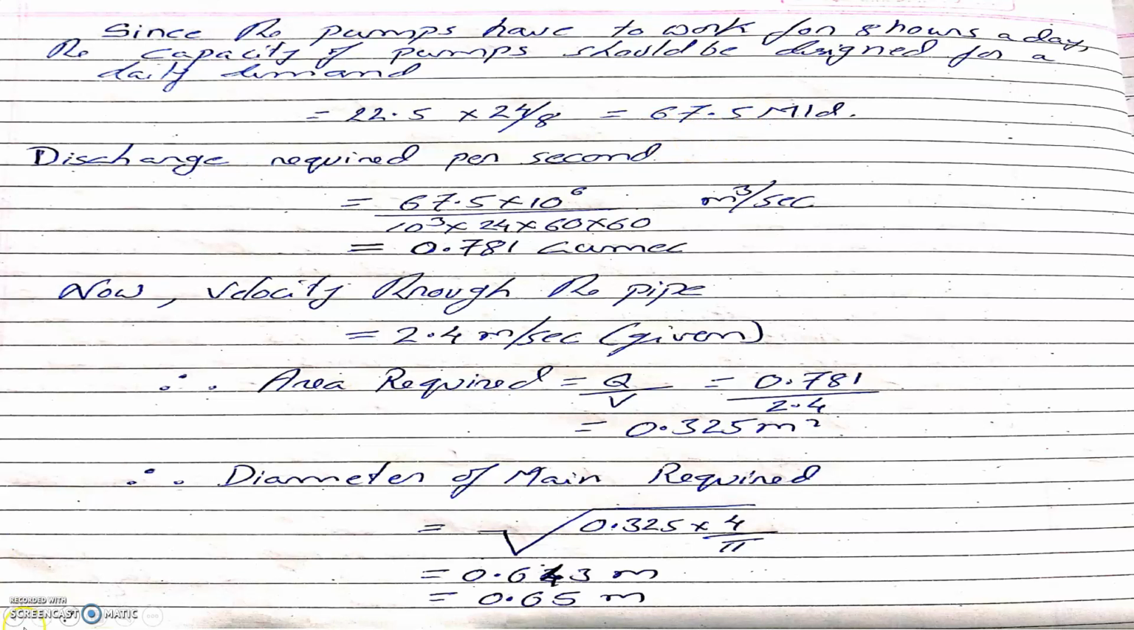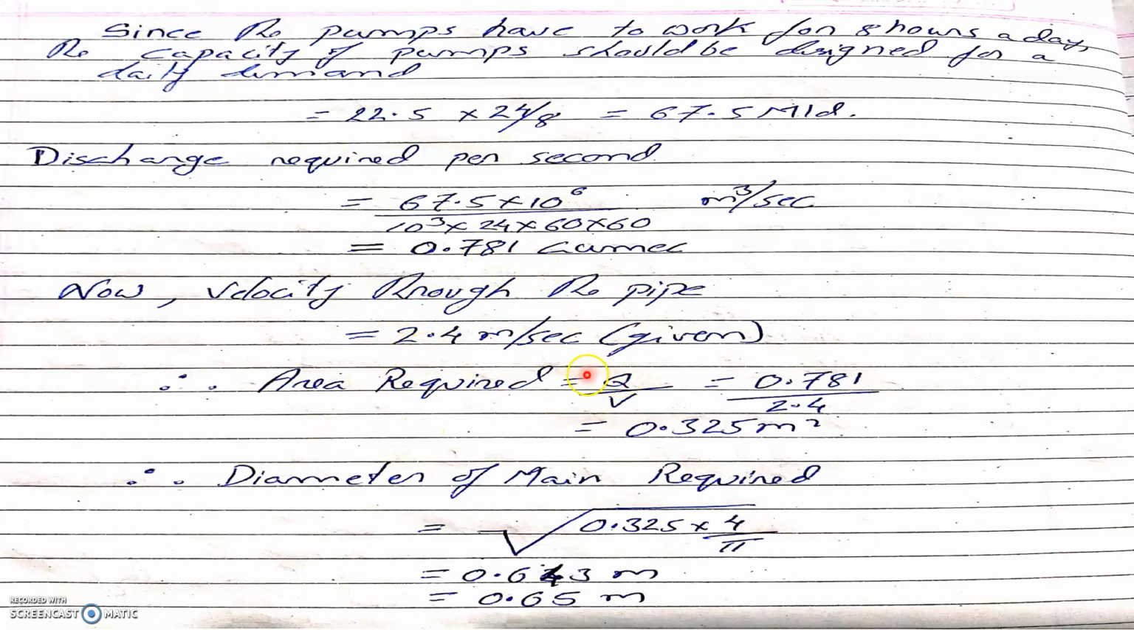Now this discharge has to be calculated and converted into cubic meters. So we take 67.5 into 10 raised to 6, that is million liters, divided by 10 raised to 3, converting from liters to meter cube, into 24 divided by 60 divided by 60. So 24 is the day, 60 is a minute, 60 is a second. You'll get the value around 0.781.